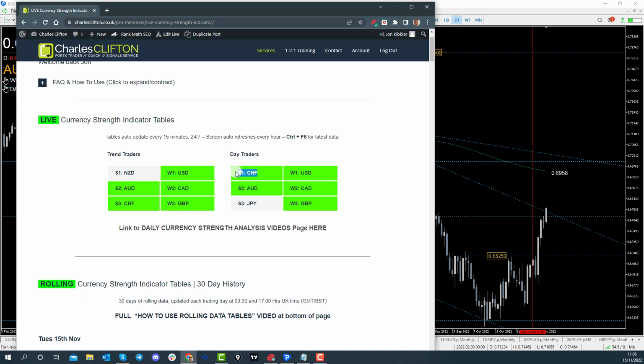On the day traders strength side of things, we have the Swiss franc as S1, the Australian dollar as S2, and the yen as S3. So we're going to be focusing on the highlighted currencies during this video. I'm actually going to kick it off with Aussie US dollar because price is breaching through a key trendline resistance. So let's go jump on that chart.